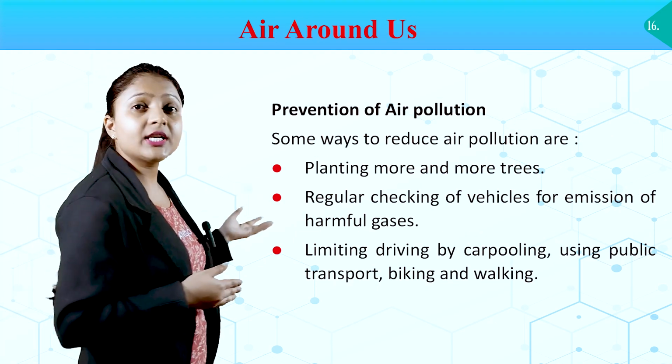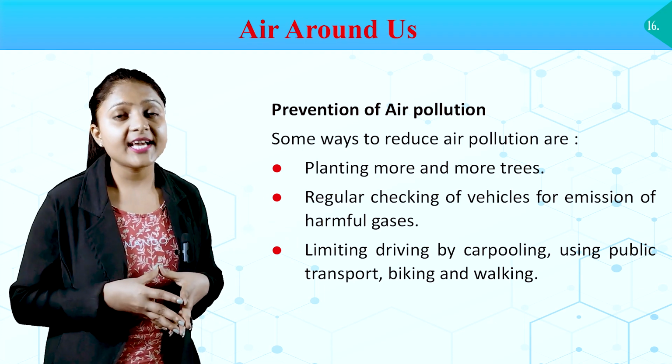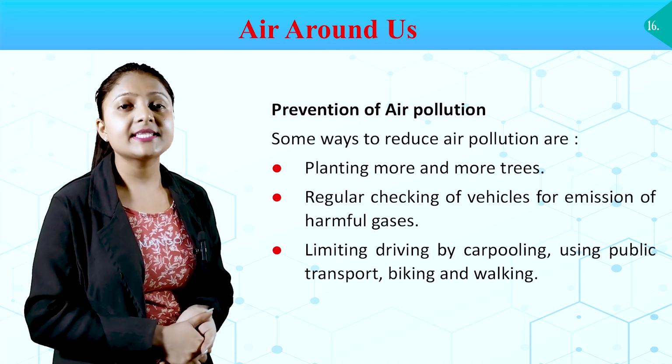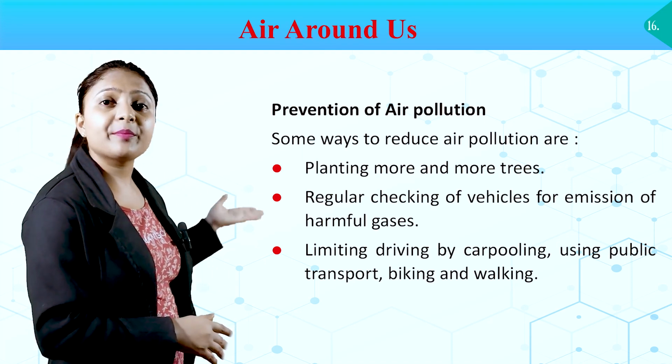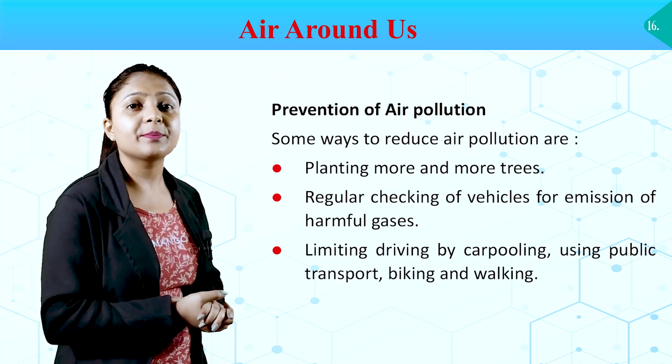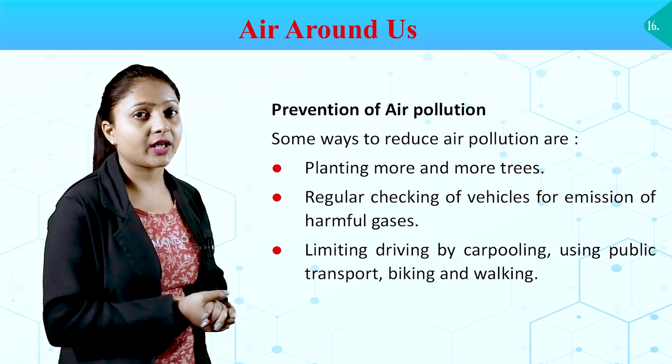Prevention of air pollution. How can air pollution be stopped? Some ways to reduce air pollution are planting more and more trees, regular checking of vehicles for emission of harmful gases, limiting driving by carpooling, using public transport, biking and walking.